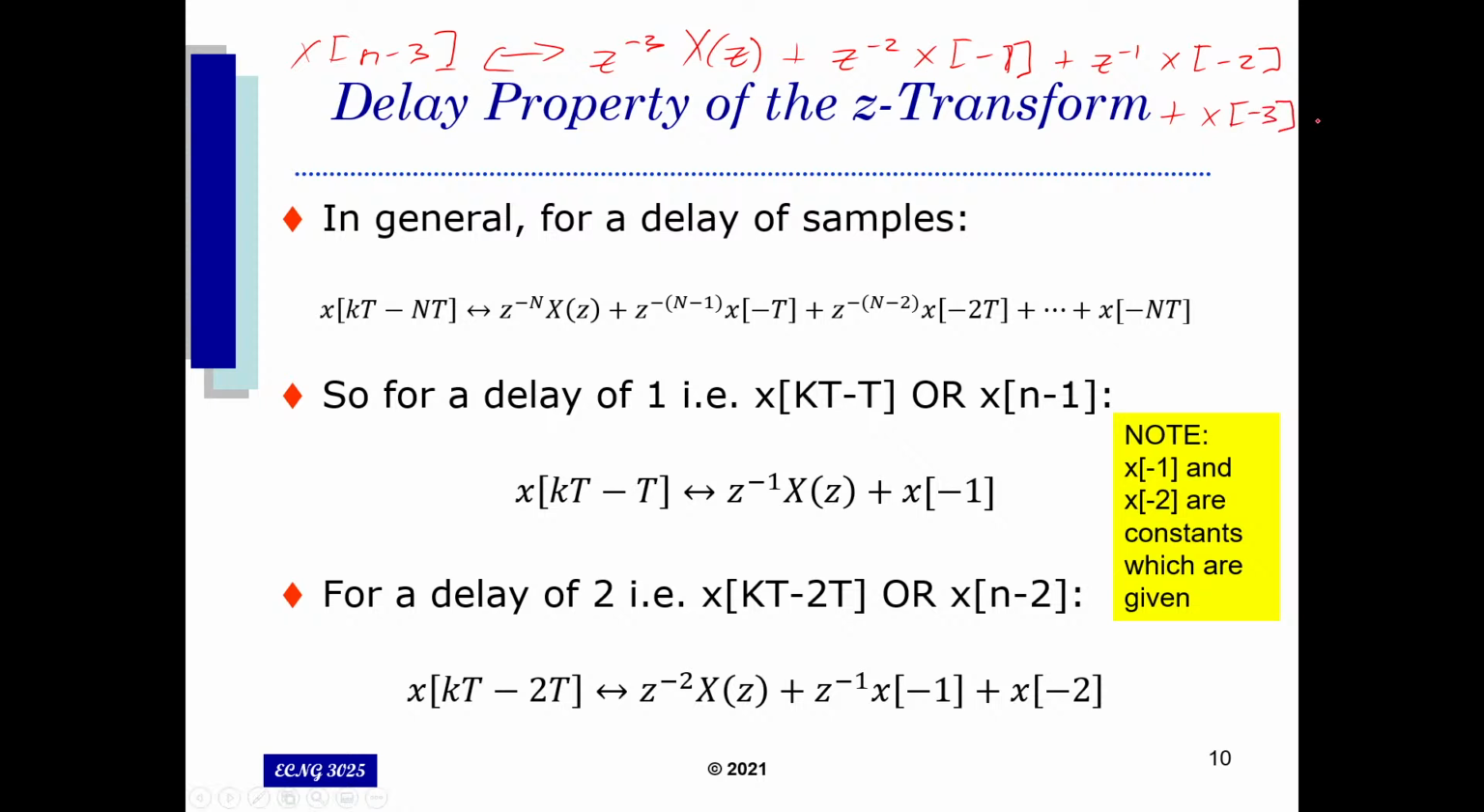So we basically can see that it's easy enough to formulate the pattern when we're trying to evaluate for higher delays in particular. And all those stem from this general form of the x of kt minus nt equation that we had.